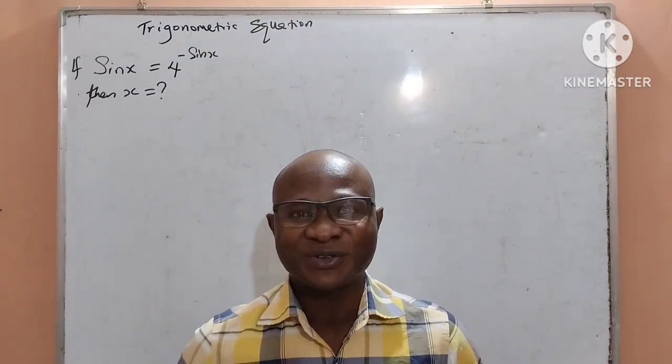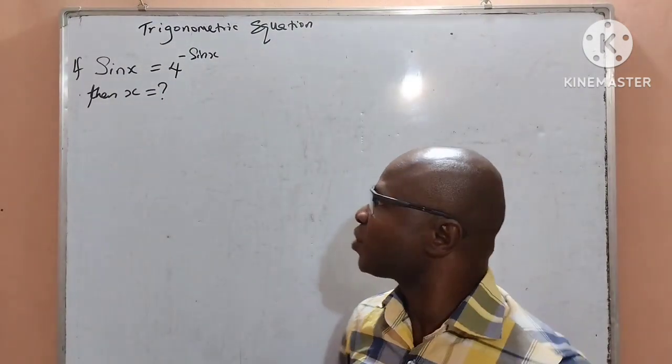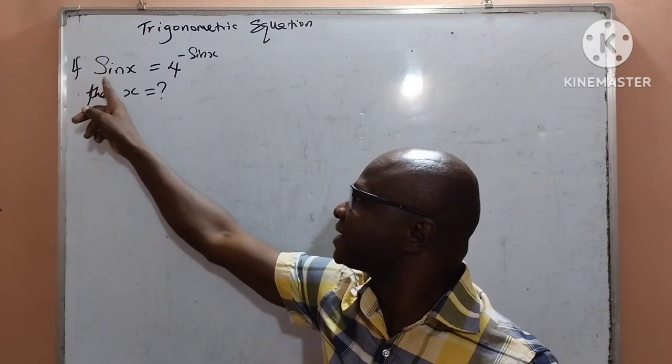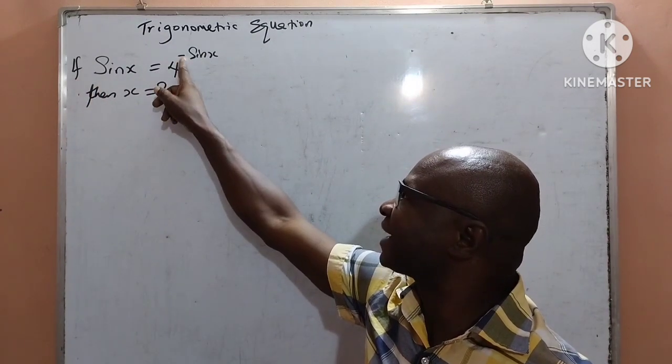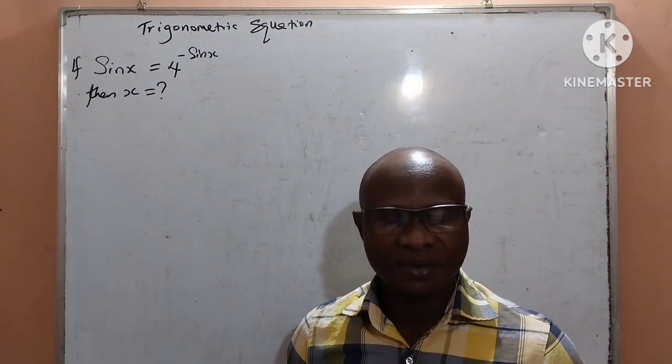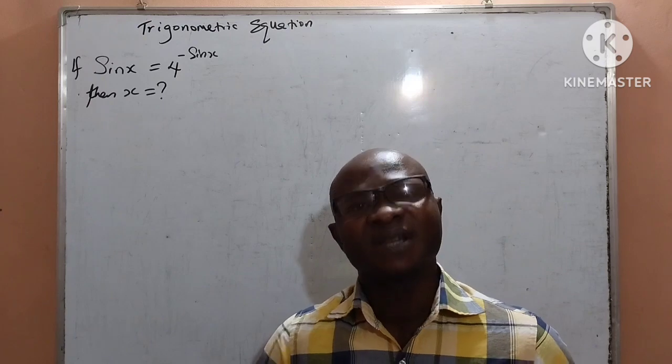In today's class, we want to solve a trigonometric equation. It is a simple one. We are given: if sine x is equal to 4 raised to the power negative sine x, then what is the value of x? Let us watch to the end.